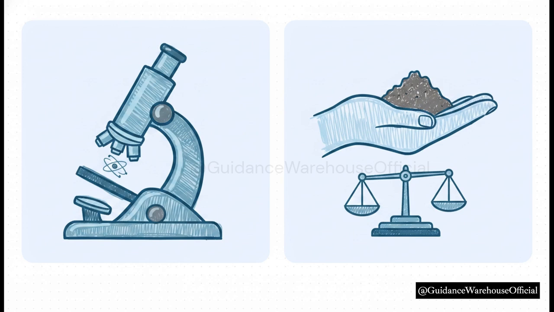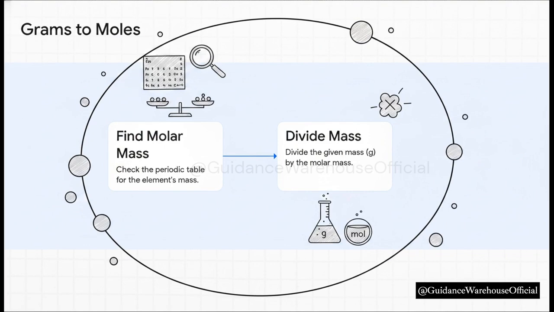Now that we understand the core idea, let's look at the formula. How do we convert that physical mass sitting on a scale into a number of moles? It's just a simple two-step process. Step 1. Find the molar mass of your substance on the periodic table.